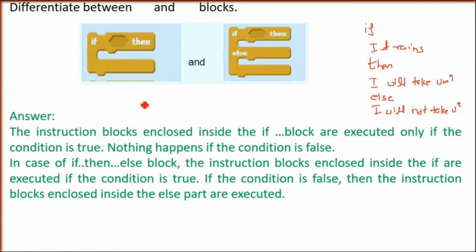The instruction blocks enclosed inside the if block are executed only if the condition is true. Nothing happens if the condition is false. No action has been taken for false. In case of the if-then-else block, the instruction blocks enclosed inside the if are executed if the condition is true, and if the condition becomes false, then the instruction blocks enclosed inside the else part are executed.